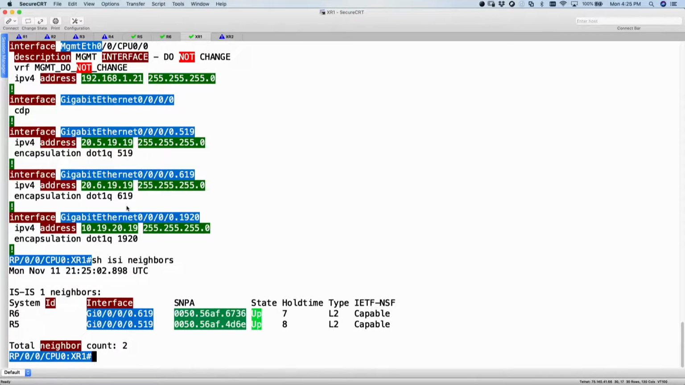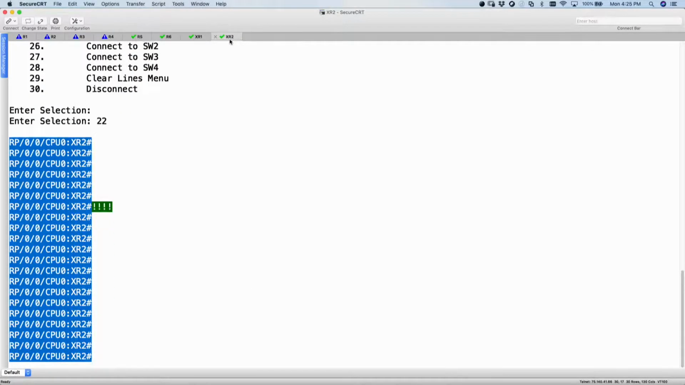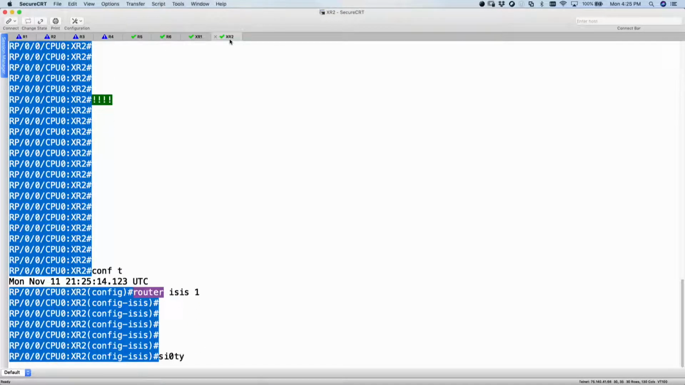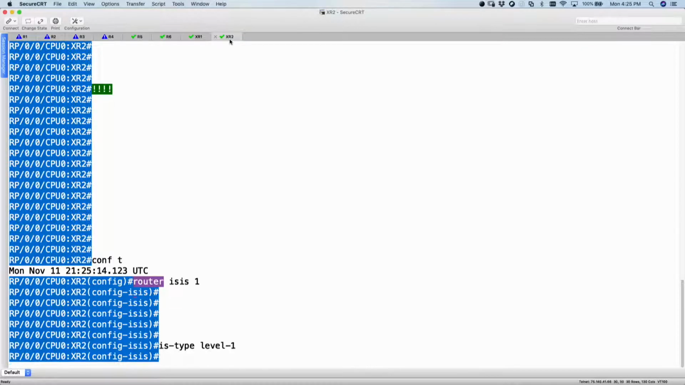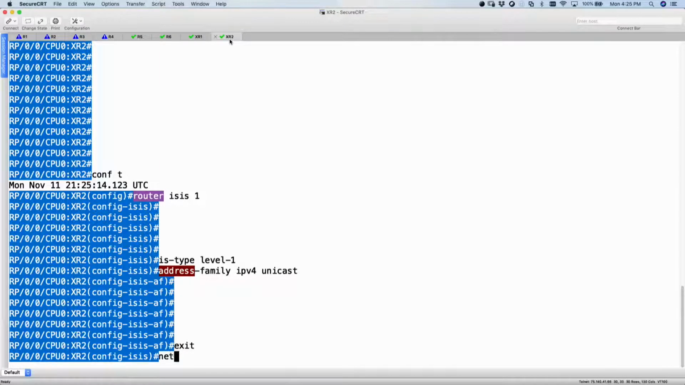So I have neighborship with 5 and 6 now as a level 2 adjacency. But with XR2, he would form level 1 adjacency. Let's do that. So router ISIS 1, IS type would be level 1. Address family IPv4 unicast, and net would be 49.0003.2020.2020.2020.00.